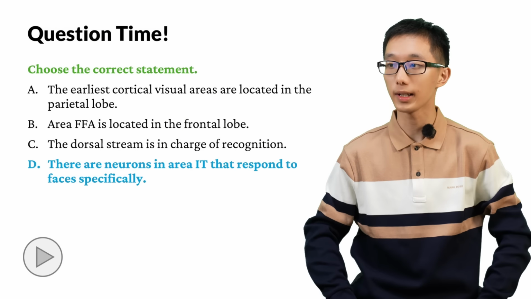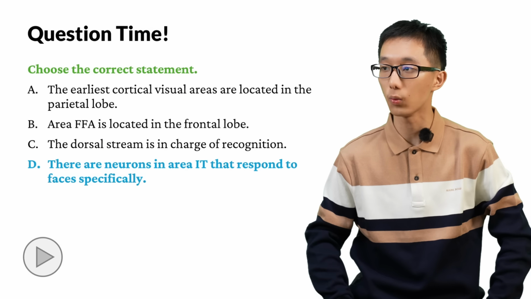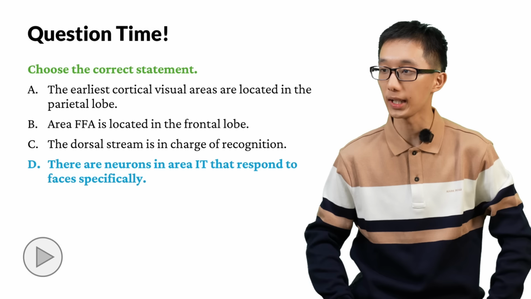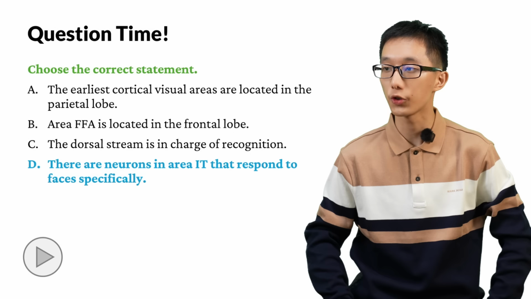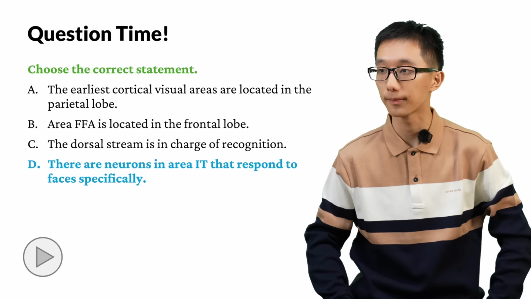The correct answer is D. For A, the earliest cortical visual areas, which is the primary visual area, V1, is located in the occipital lobe. B, area fusiform face area is located in the temporal lobe. In fact, the fusiform gyrus is where this area is located, and this gyrus is inferior in the temporal lobe.